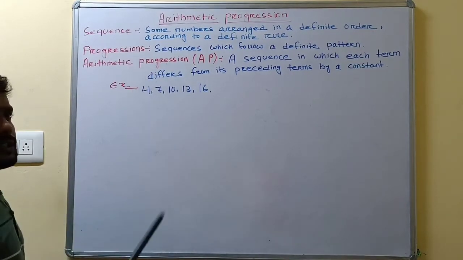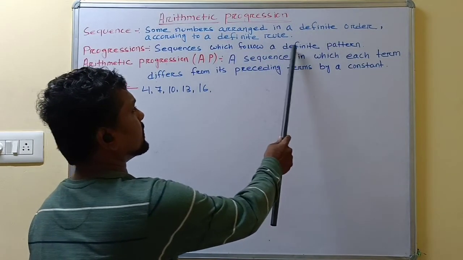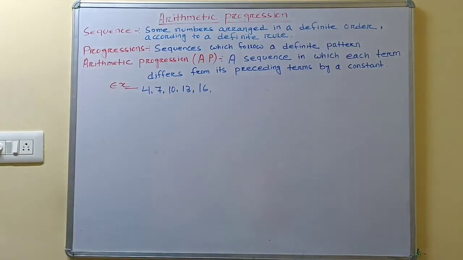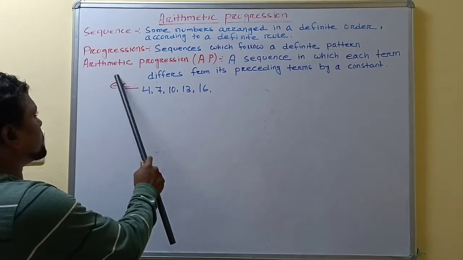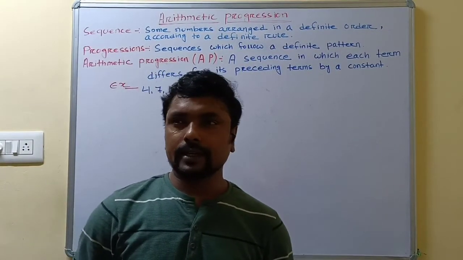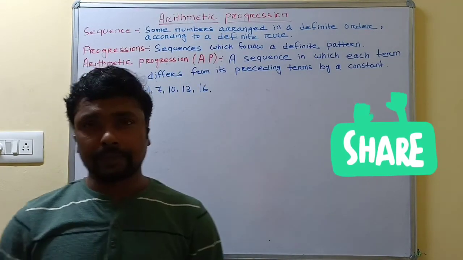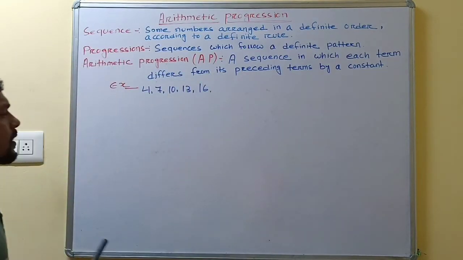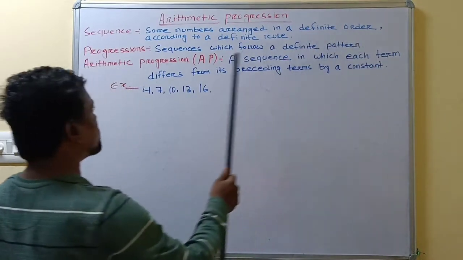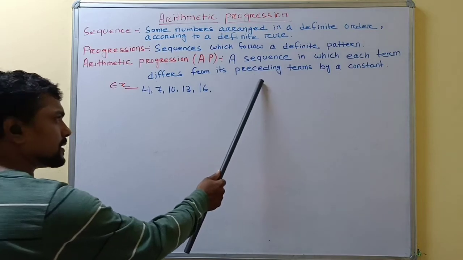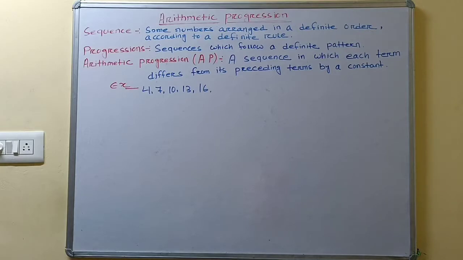And what is progression? Progression means a sequence which follows a definite pattern. After that comes arithmetic progression. In short form we write it as AP. Its definition is: a sequence in which each term differs from its preceding term by a constant is known as arithmetic progression.